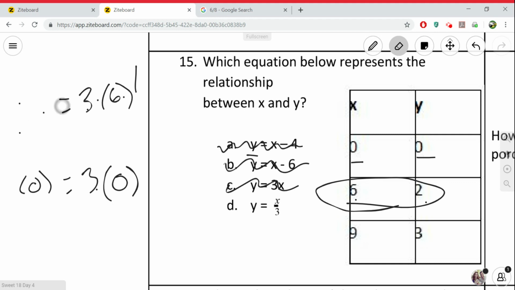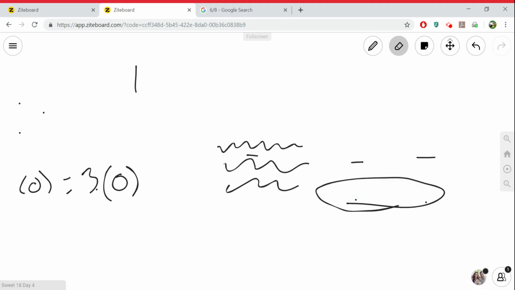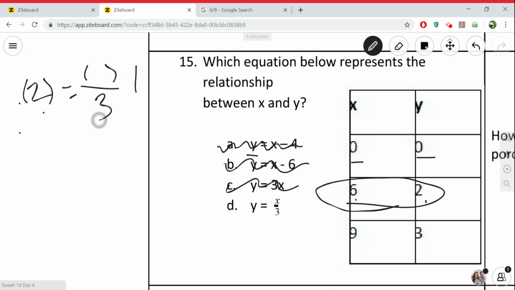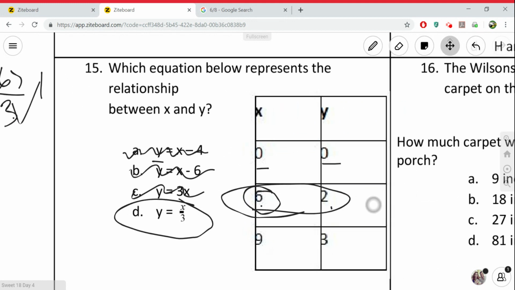So let's go ahead and see what's going on here. That's not what I wanted. If we can go ahead and do some calculations. So if I had parentheses, that's my y, and the y is 2, is equal to some number over 3, and that number should be 6. So I have 6 over 3. Is 6 divided by 3 2? Yes, it is. So this D is my answer.